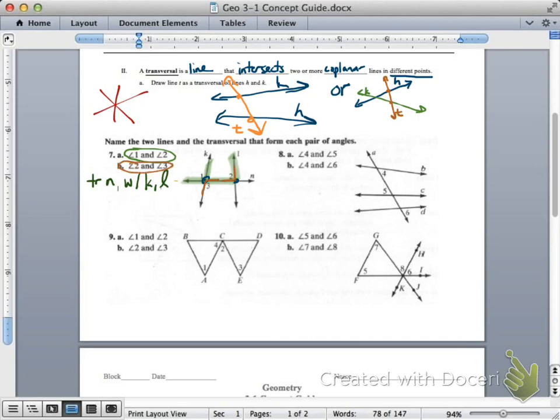If we're talking about angles 2 and 3, what are the 2 vertices? It's the same 2 vertices, so it's the same transversal. N is the transversal, and K and L are the 2 lines. All right, on number 8, if 4 and 5 are highlighted here by these 2 lines, there's 4 lines here, A, B, C, and D. Which one is the transversal, and which 2 help form those angles? One of them's not involved here. I'll let you answer that question.